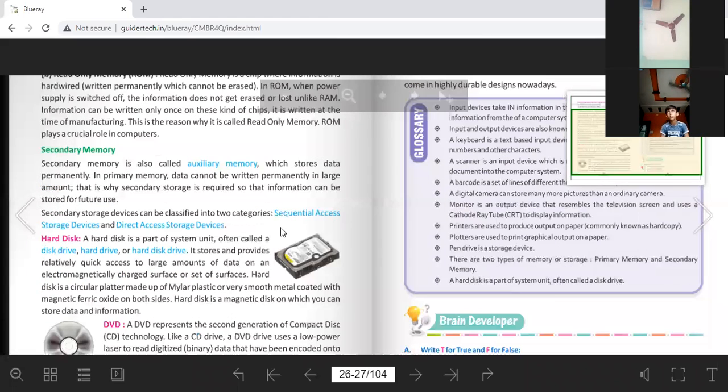Okay, now let's come to secondary memory. Secondary memory is also called auxiliary memory, which stores data permanently. Primary memory data cannot be written permanently in large amounts, that is why secondary storage is required so that information can be stored for future use. Secondary storage devices can be classified into two categories: sequential access storage device or direct access storage device.